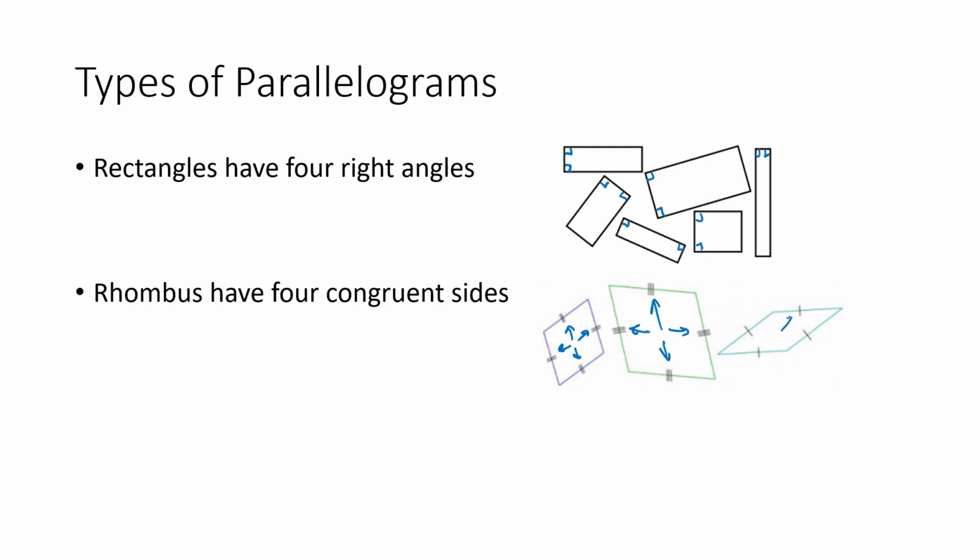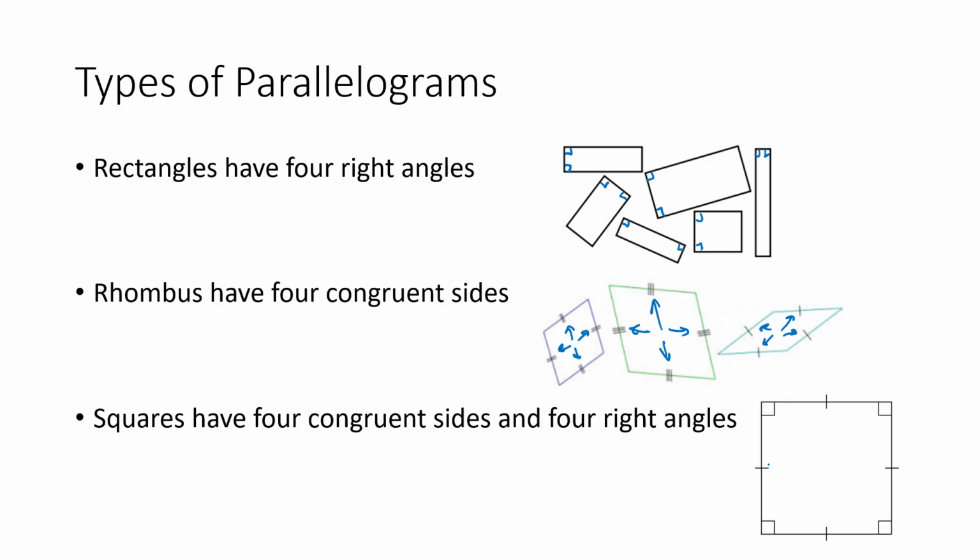It's a special type of kite because remember, a kite had the two pairs of congruent sides. Now when all four are congruent, it is a rhombus. And with parallelograms, if we combine them together with four right angles and four congruent sides, we end up with the famous square. So a square is a special type of rhombus or a special type of rectangle, but a rhombus and a rectangle is not necessarily a square.